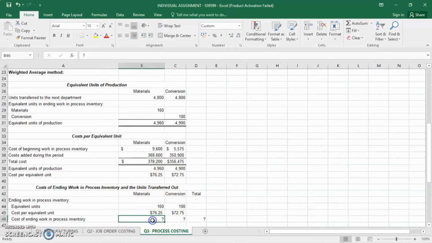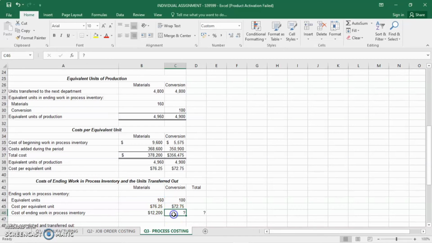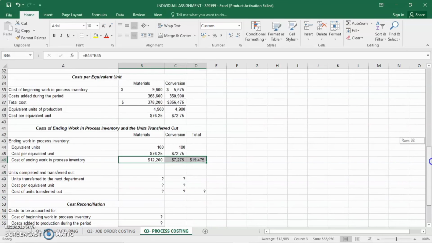To get cost of ending work in process, equivalent units ending work in process times cost per equivalent unit and get 12,200, and for conversion 100 times 72.75. Get this. The total is material plus conversion.